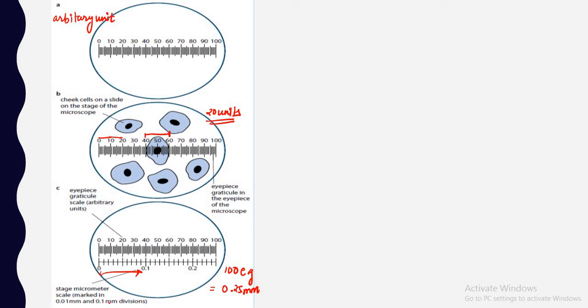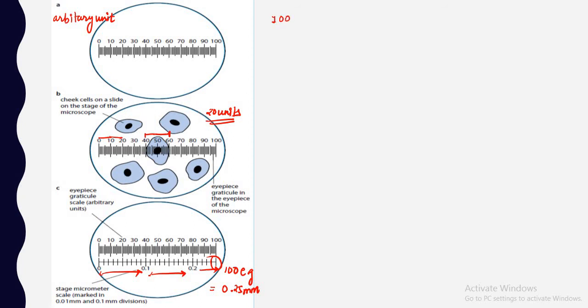Okay, one division is 0.1 mm. So this is 2 and this is half away. It's not a full division, you see. So it is 0.25 right here. So your 100 divisions of eyepiece graticule is equal to 0.25 mm. Okay, so just make a note.